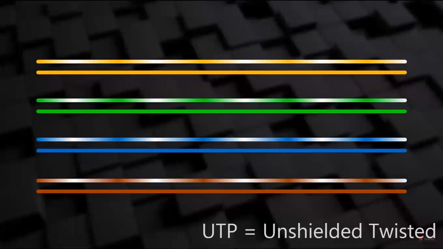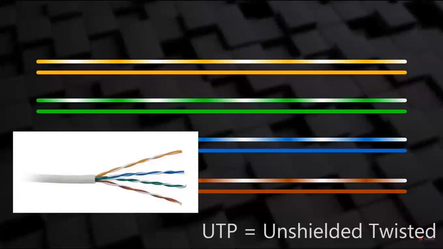The most common copper cable is called unshielded twisted pair, or UTP. Modern UTP cables contain 4 pairs of wires, where each pair forms a circuit.